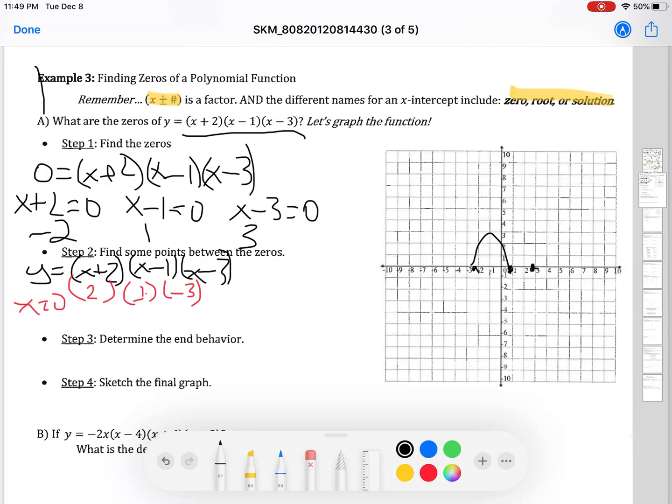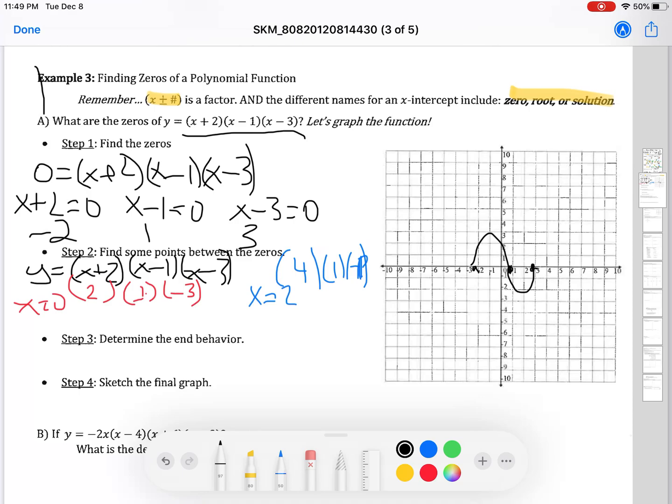I could plug a 2 in and see what happens here. So again, I could plug x equals 2. And if I do that, I got a 4 in the first parenthesis. I get a 1 in the second. And I get a -1 in the last one. So that's just a -4. So I'm going to know that it's going to go up.